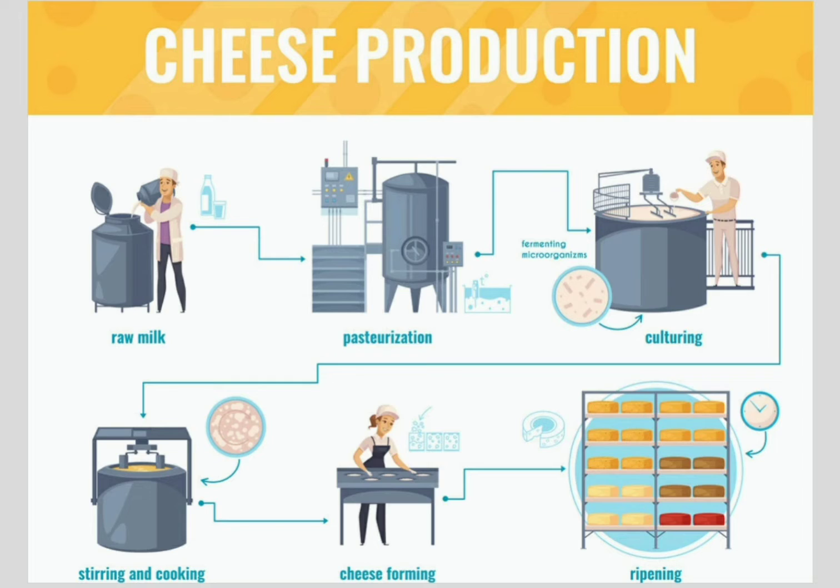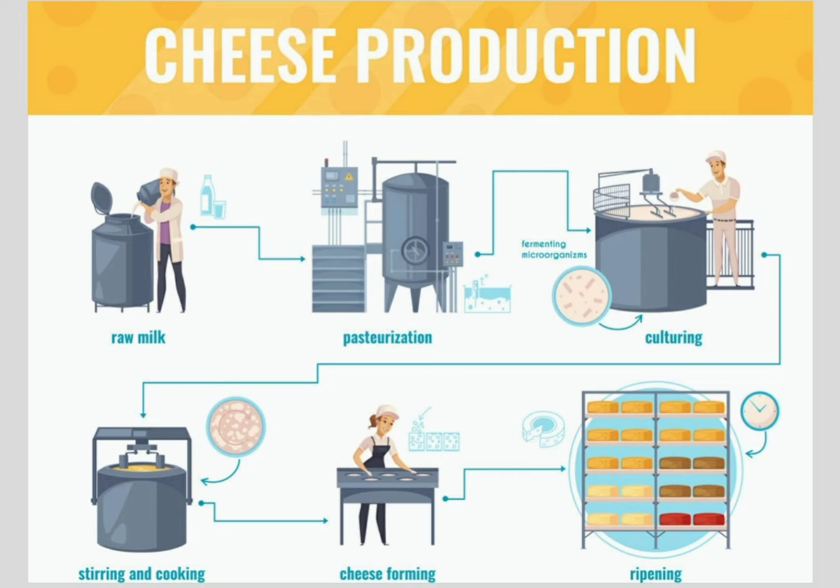The raw milk is collected from the cows, and then there is a process of pasteurization, wherein the harmful microorganisms are killed. Then there is a fermentation process wherein lactobacilli is added to the milk, and culturing is done, that is, the lactobacilli is allowed to grow in the milk.